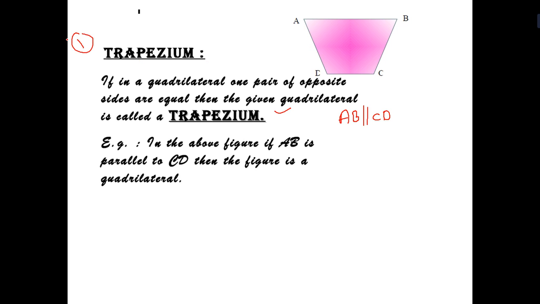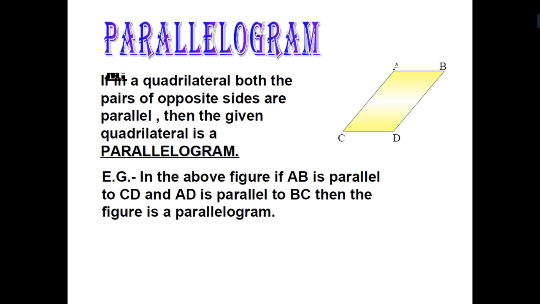That is first. Now we go for second, parallelogram. If in a quadrilateral both pairs of opposite sides are parallel, that is AB parallel to CD and AC parallel to BD, then the given quadrilateral is a parallelogram. Generally we can make a symbol like that and write it. Parallelogram is most important, here is an example.